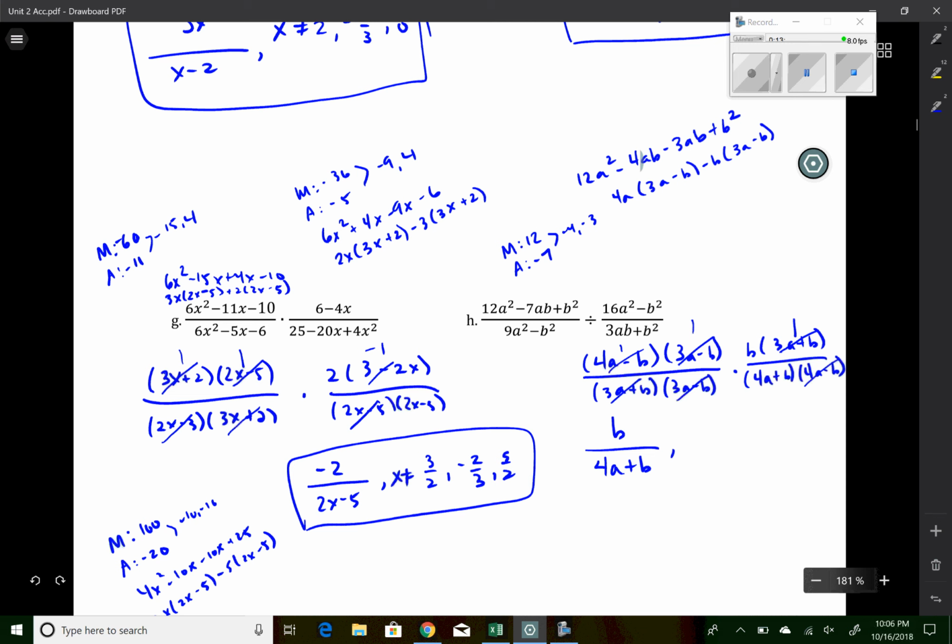Undefined values. I'm going to get b cannot equal plus or minus 3a. If we solve for a, it's okay. It's the same thing. I'm going to get b can't be plus or minus 4a. I'm going to get that from these parentheses here. I'm going to get b cannot be 0. And I'm going to have b can't be negative 3a here, which I also have in my answer. So there are my undefined values.